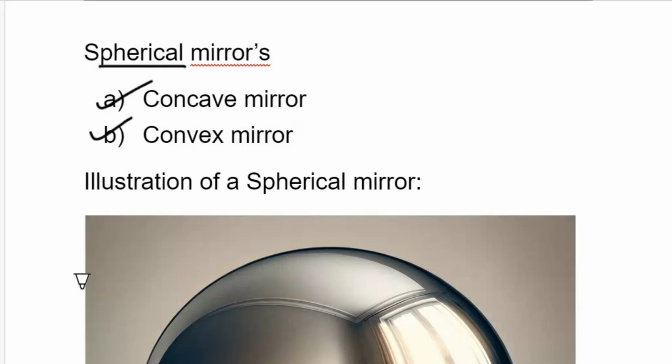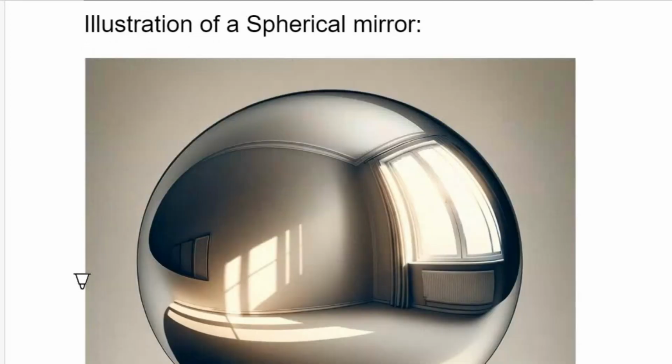How do we define a spherical mirror? From now on, keep listening to the definition. That's very important, because every part of the definition that I say orally without writing is a 1-mark question that we see in the exam. So what are spherical mirrors? Concave mirror and convex mirror are spherical mirrors.